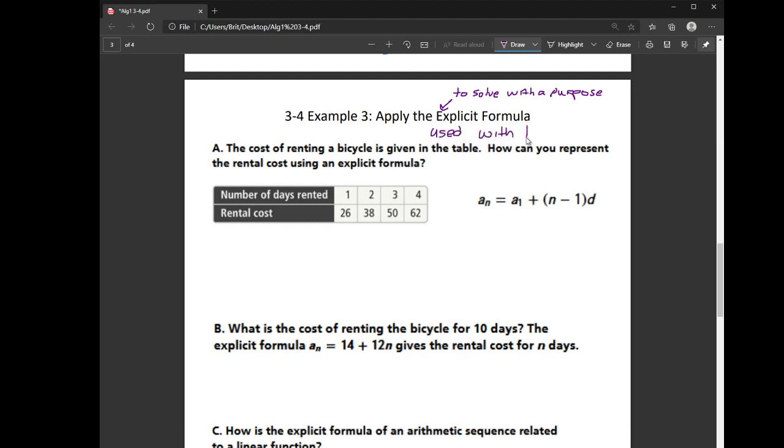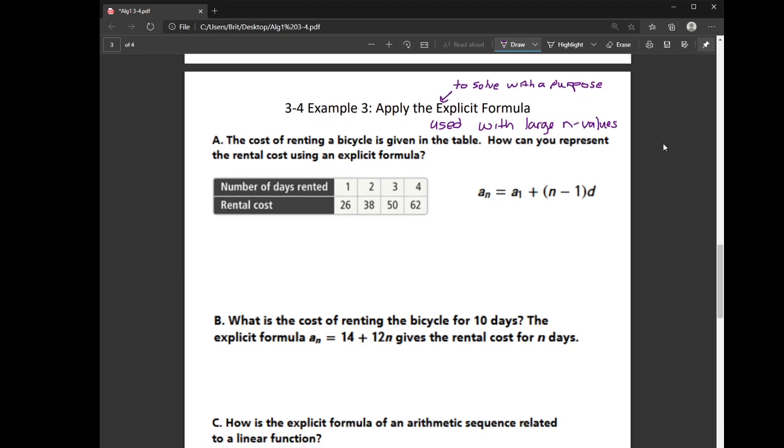So in my last video, you guys saw the recursive formula, right? Which is where you know your starting value and you know your common difference, and you can just keep plugging into that formula over and over and over, and it kind of steps you along through a function, right?